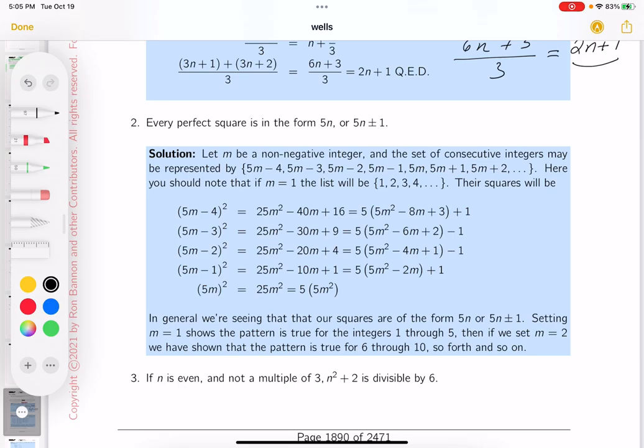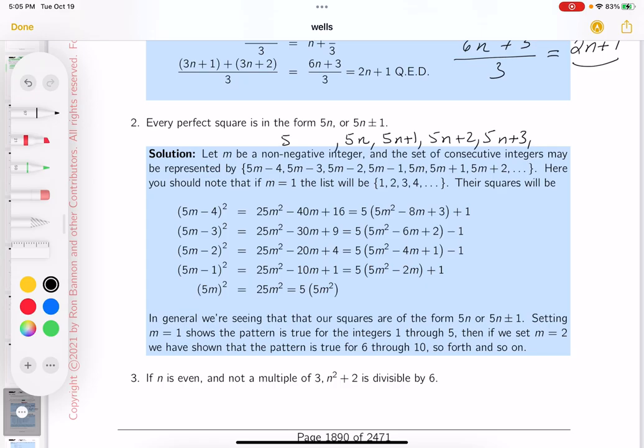And it says that every perfect square is of the form 5n. So I'm going to say that's something to do with 5, right? So I'm going to write down a sequence for you. And they're consecutive integers, by the way. What's the next integer going to be? 5n plus 1. What's the next one going to be? 5n plus 2. What's the next one going to be? 5n plus 3. And I'll go in both directions and go down from that.